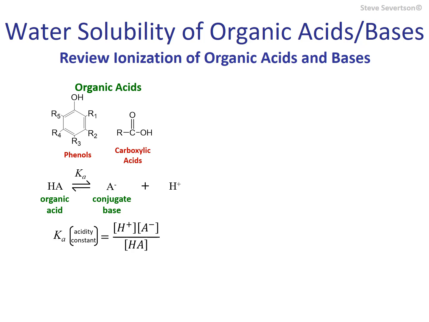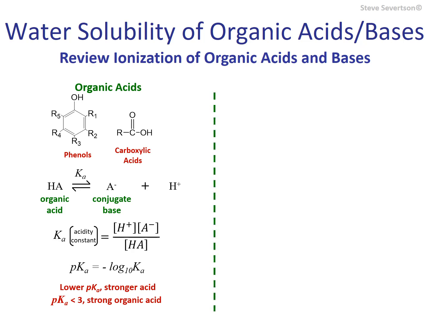Acidity constants are quite small and are usually reported as power values or p-values. That is, a pKa value is reported for the organic acid, which is the negative of the base 10 logarithm of the acidity constant. Stronger acids have lower pKa values, and generally acids with pKa values of 3 or less are said to be strong acids.